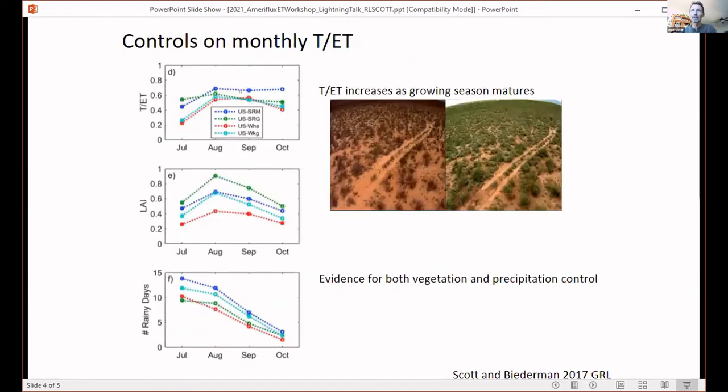And then if we look across those 3 sites, we found again that T to ET kind of peaks in July and August and September, and then stays kind of high even though the system starts to brown down. We think that's due to just the number of rainy days as you get later into the growing season. The canopy is also not getting wet as often, and the soil is not getting wet as often, so the evaporation is also decreasing.